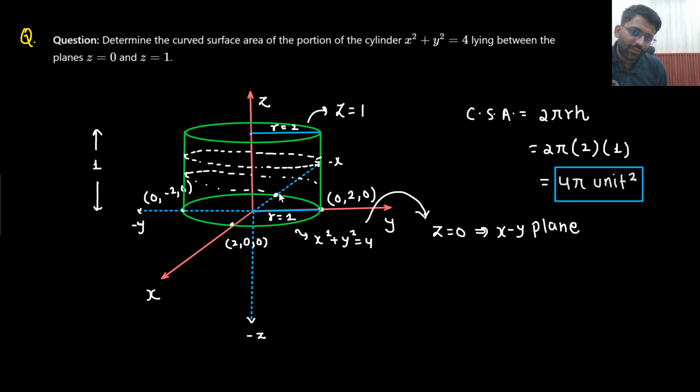Now just let me know on this particular curve, who all are varying. Go to cylindrical coordinate system. Just think about cylindrical coordinate system.